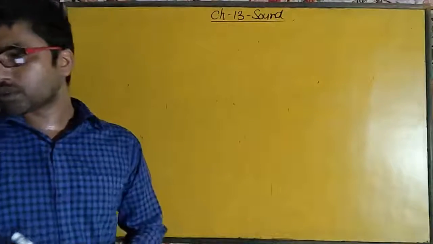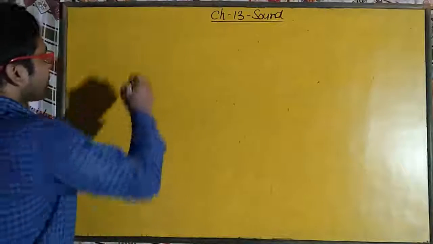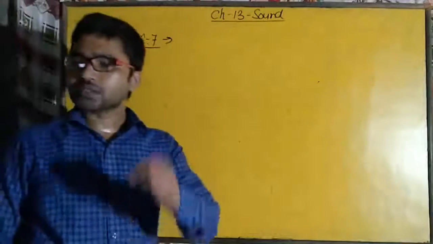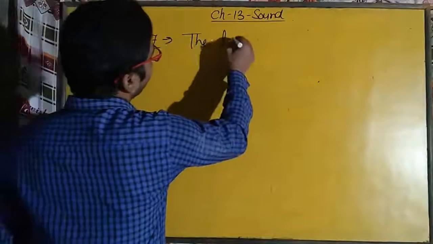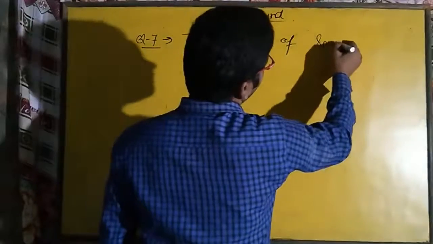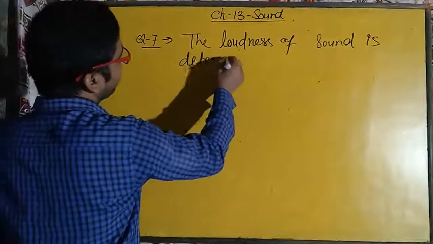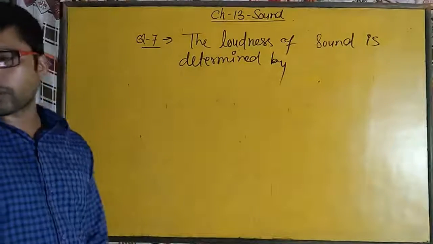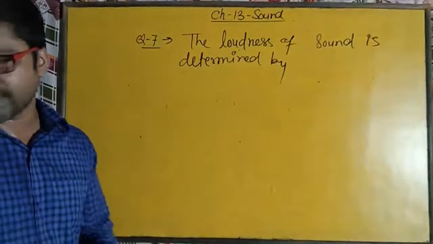Okay, so let's see question number 7. Question number 7 in your book is, the loudness of sound is determined by. Yes, so this is the question, this is given in the book. Now I'm going to write the options and any one of the options is correct, so you should try to check which one is correct.